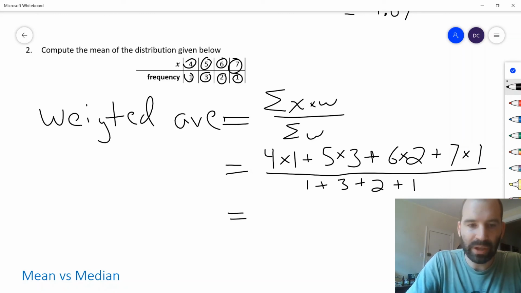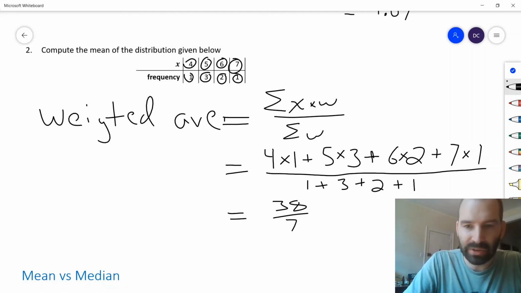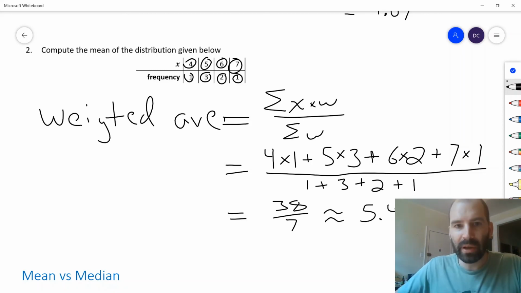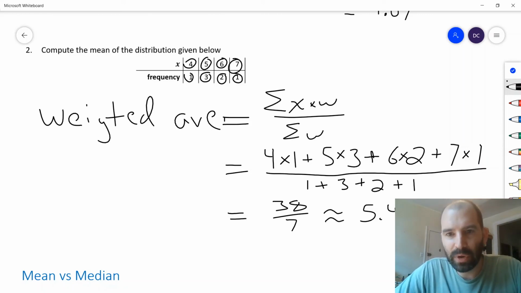And notice what we get here. We get 38 over 7, which is what we had before. So we're really getting the same thing. We're getting the mean, and that is approximately 5.43. The same answer we had before. But I hope you can see that this will, in general, be a lot quicker than reconstructing the data set.